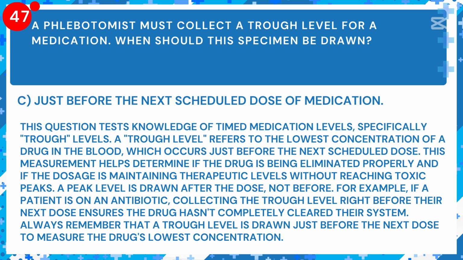A peak level is drawn after the dose, not before. For example, if a patient is on an antibiotic, collecting the trough level right before their next dose ensures the drug hasn't completely cleared their system. Always remember that a trough level is drawn just before the next dose to measure the drug's lowest concentration.